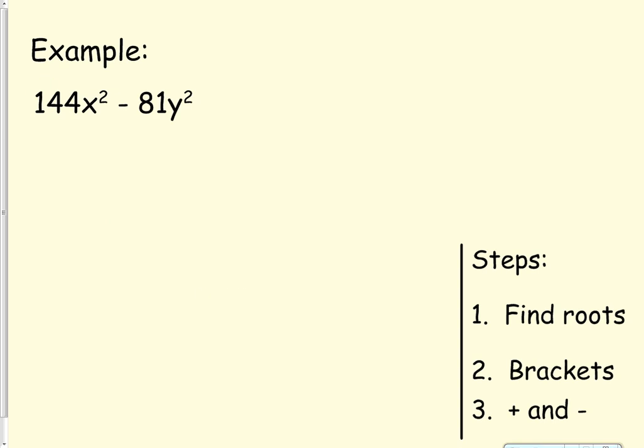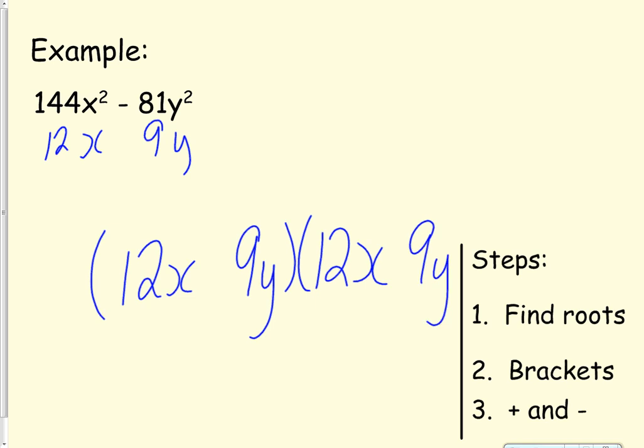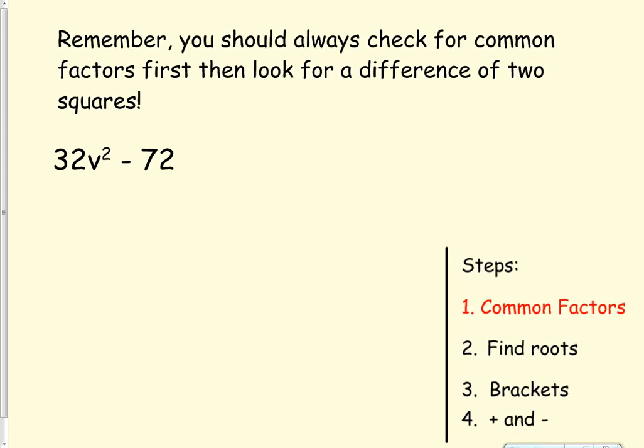Moving on. Okay, so in this one, again, we've got coefficients, but we know the root of 144 is 12. We know the root of 81 is 9. And x squared is x and y squared is y. So once again, just keeping them in the same order, we're going to have 12x and 9y in each bracket. Plus in one bracket, minus in the other. And that is our factorization.